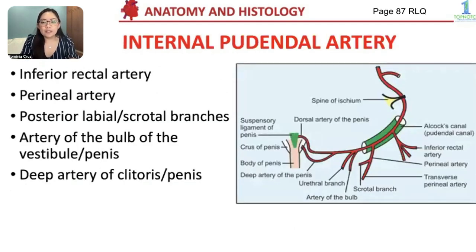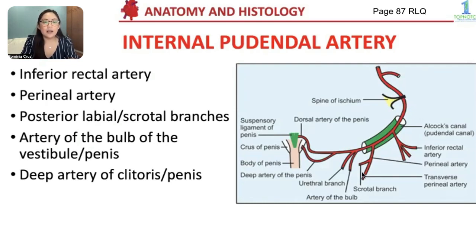Your internal pudendal artery, which is also a branch of your internal iliac, would leave the pelvic cavity through your greater sciatic foramen. Then it would enter the perineum through the lesser sciatic foramen, then travel to the pudendal canal, also called your Alcock's canal. So in this path, it crosses together with the pudendal vessels.